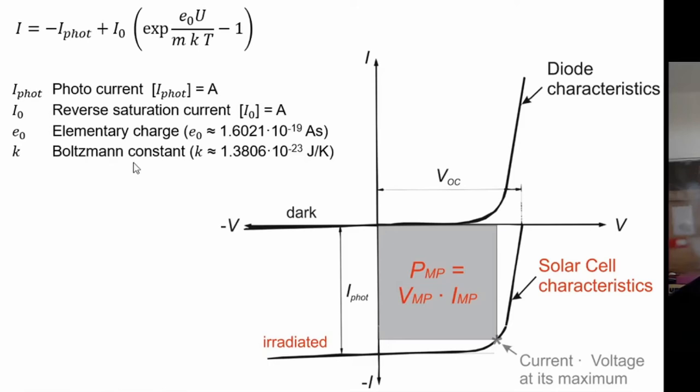You have the Boltzmann constant, also a very low value, 1.38 times 10 to the power of minus 23 joule per Kelvin. The ideality factor: as a first approach, we say it's an ideal diode with M equal to 1. Sometimes the letter N is also used for the ideality factor, as we see later. Then we have the photocurrent, which is proportional to the irradiance value and to the area of the solar cell.